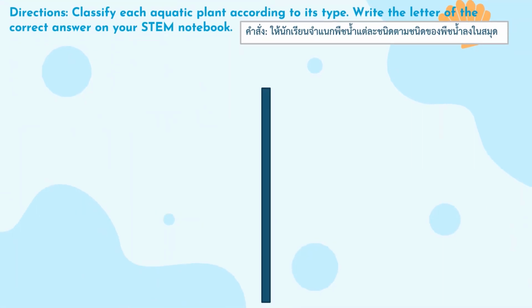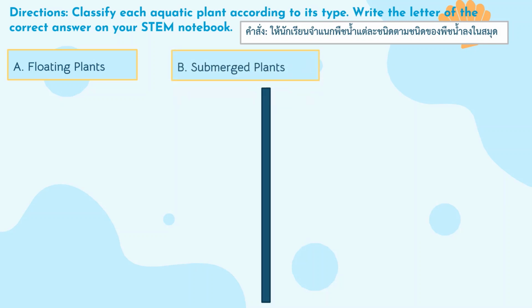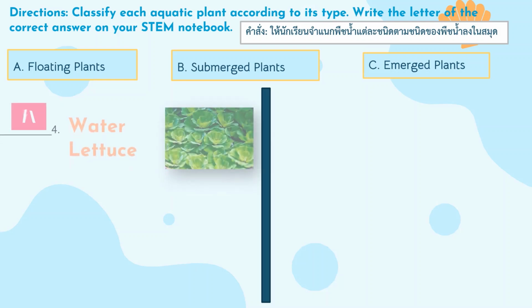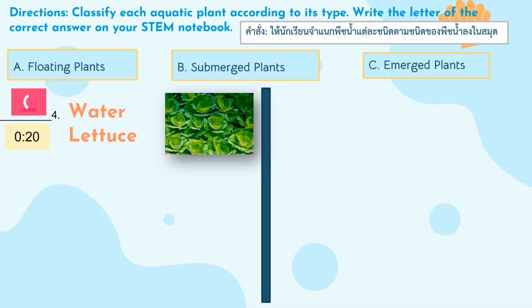On the second part of our activity, I want you to classify each aquatic plant according to its type. Write the letter of the correct answer on your STEM notebook. Good luck! Here are the choices. Letter A, floating plants. Letter B, submerged plants. Letter C, emerge plants. What is the answer on number 4?